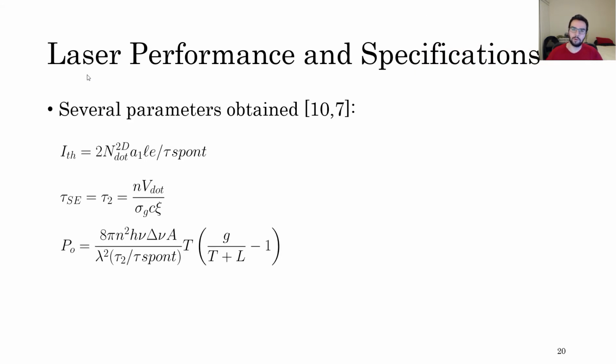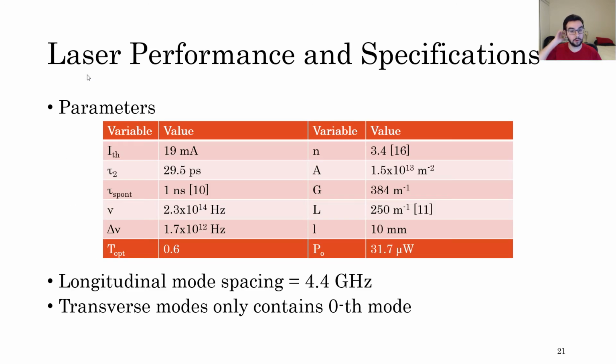So the performance is going to be touched on in a second, but these are basically the bigger equations that I use to actually calculate some of these values. And these are the parameters. So first of all, the threshold current comes to 19 milliamps. The spontaneous and stimulated emission lifetimes are shown. We can see the stimulated emission lifetime is much shorter, which is great because that means that the gain will be coherent. So it's a laser.